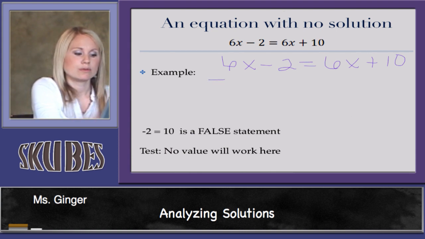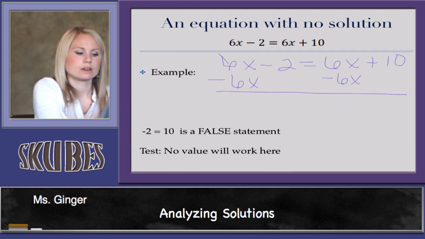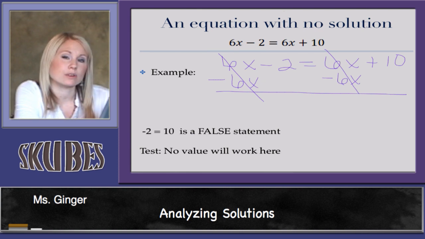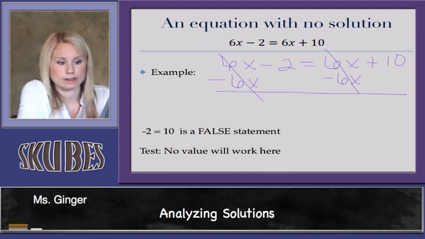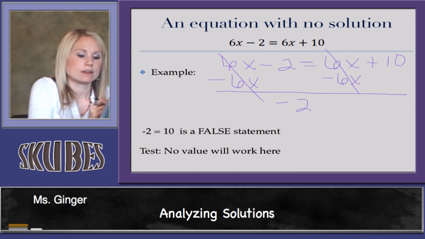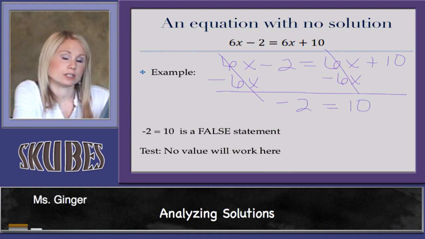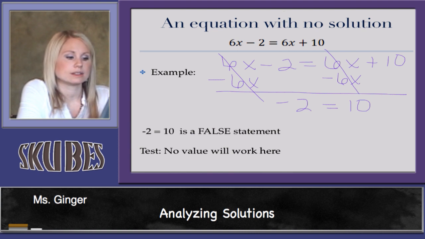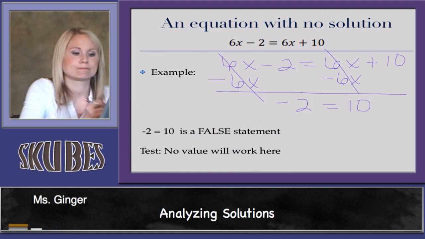So again, if I move one of my 6x terms over, take a look at what's going to happen again. On that other side, I'm left with no variable, just like last time. 6x minus 6x is no x's. So I'm left with negative 2 on the left side and 10 on the right, which does not equal, so it is not a true statement. What's happening here is I could try any value and it would not work. That means this equation has no solution.